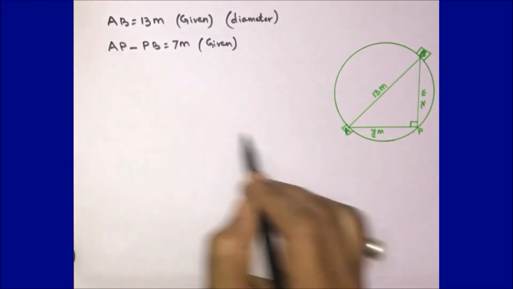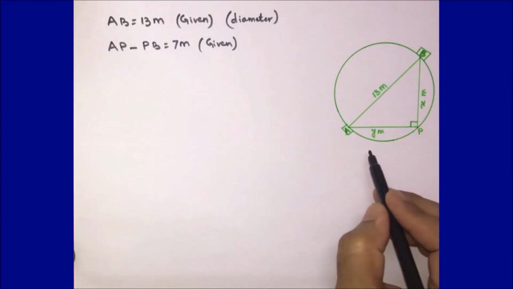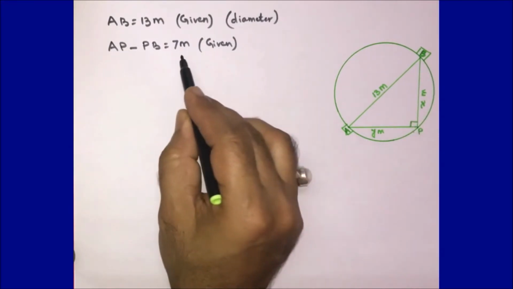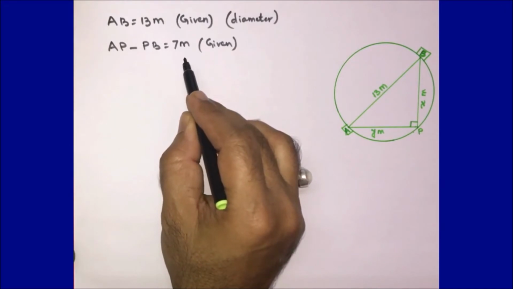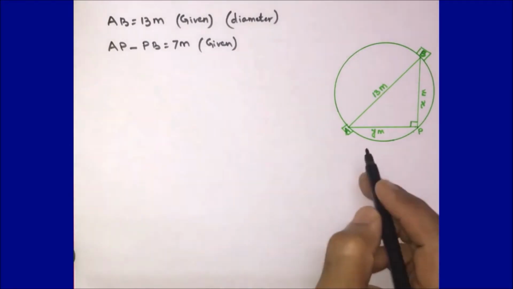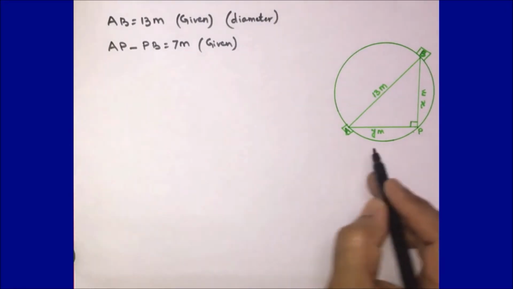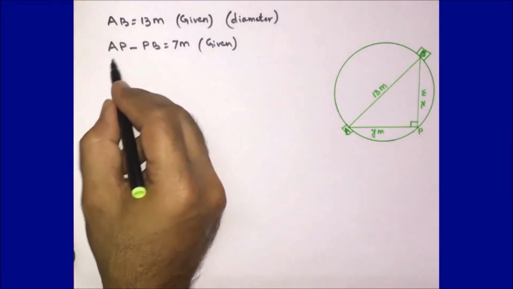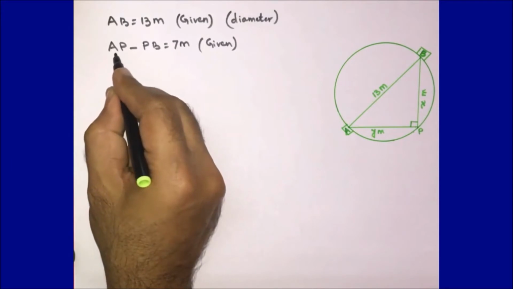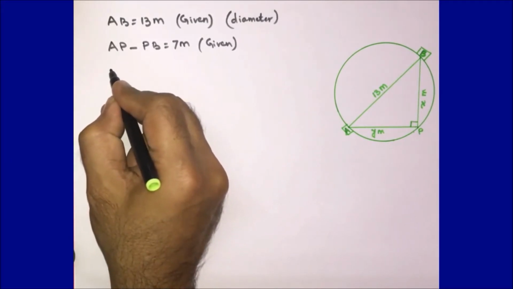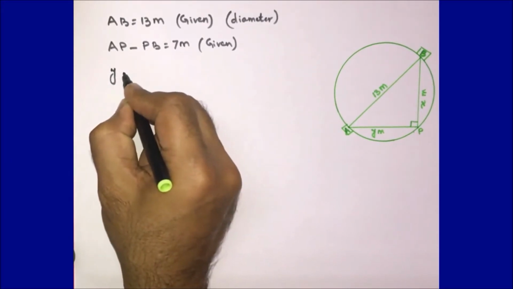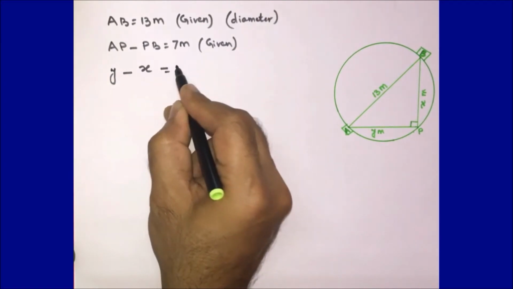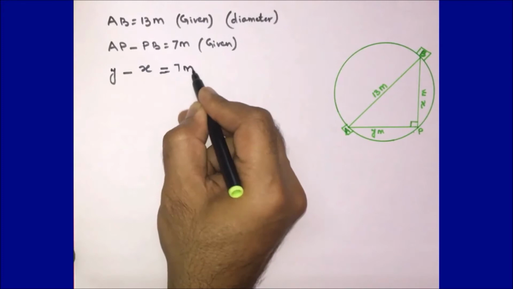So as per the question, the difference of distance between the gates and the pole is 7 meter. This is what is given in the question. Now guys, we have assumed AP to be y meter and PB to be x meter. So let us replace these values in this equation. Instead of AP, I can write y minus PB. Instead of PB, I can write x, that is equal to 7 meter.